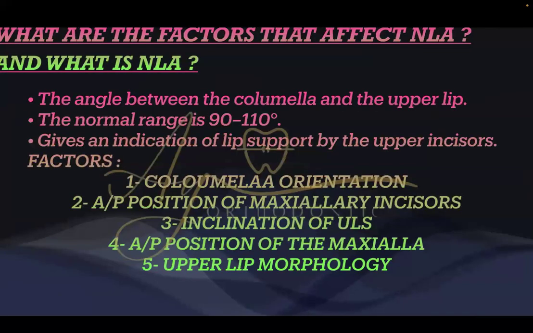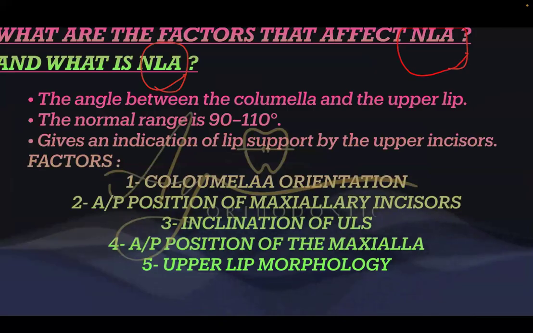And yes. What are the factors affecting the nasolabial angle? And this is the second question you failed to give me the answer. First of all, the nasolabial angle is the angle between the columella and the upper lip. It should be from 90 to 110, and it gives me the indication of the lip support by the upper incisor inclination. What are the factors affecting it?